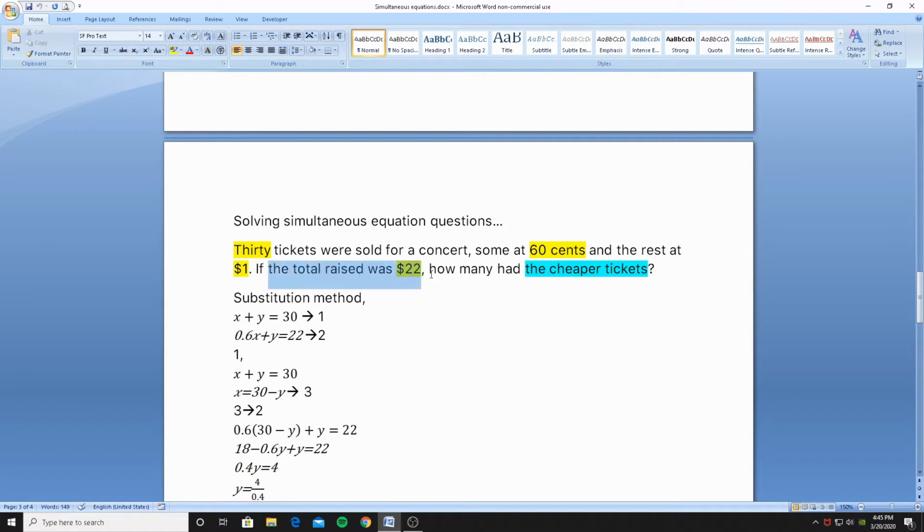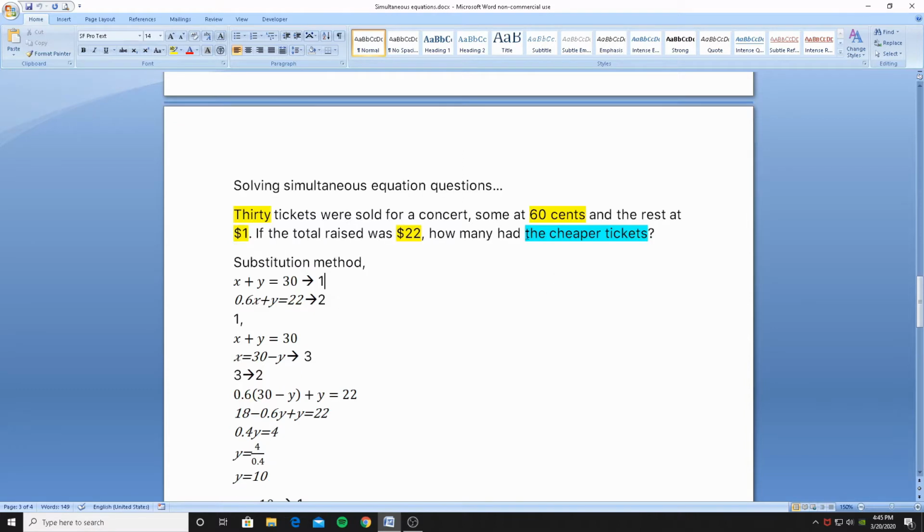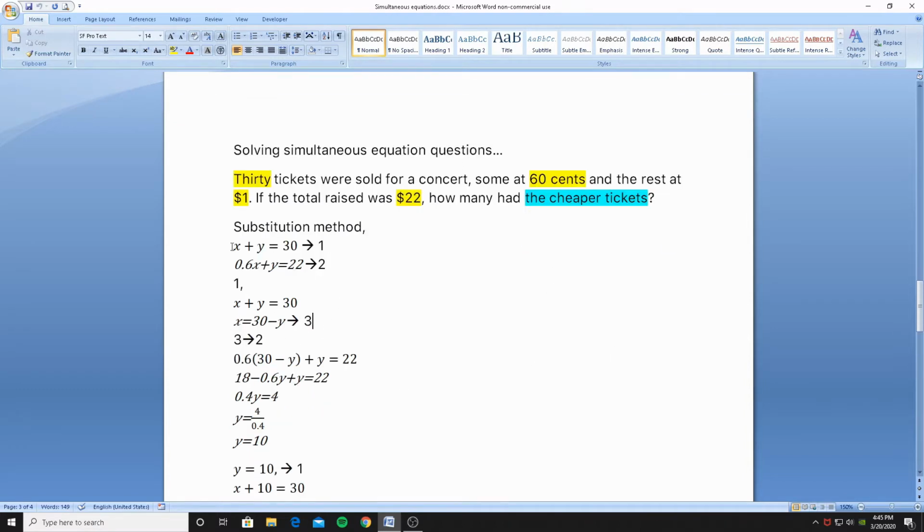If the total race was $22, how many had the cheaper tickets? So 30, 60 cents, $1, $22, and this is the cheaper tickets. So we make two equations because there are two types of tickets, so there are two types of people buying the tickets, the cheap one and the expensive one.